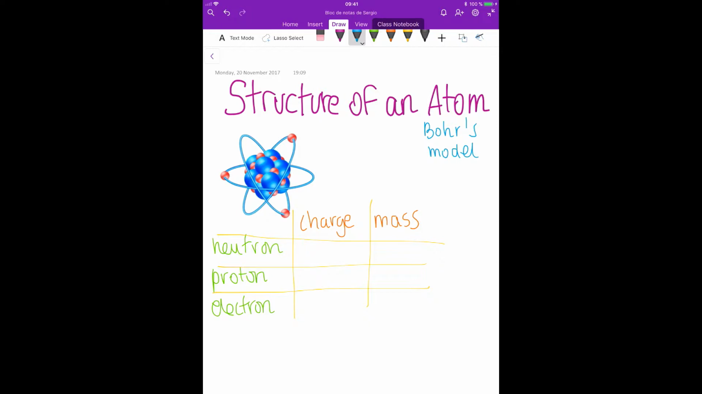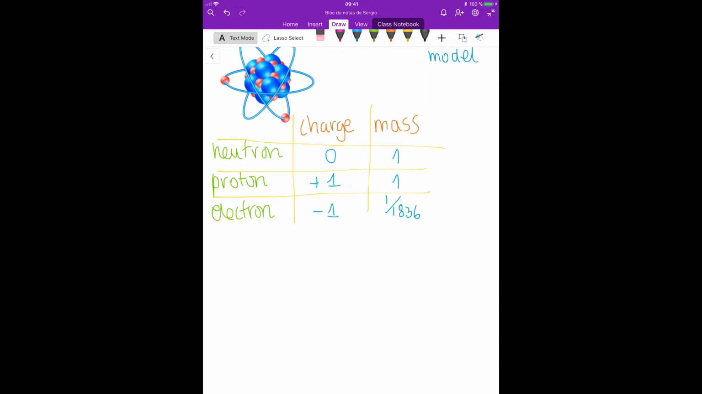Okay, so the charge of a neutron, as its name says, neutral, is 0, whilst it has a mass of 1. The charge of a proton, positive, is +1, while the mass is also 1. And finally we have the electrons, which each have a charge of -1 and a mass of nearly 0. But instead, it's 1 over 1,836, nearly 0.